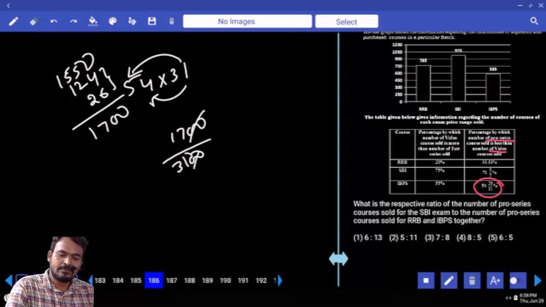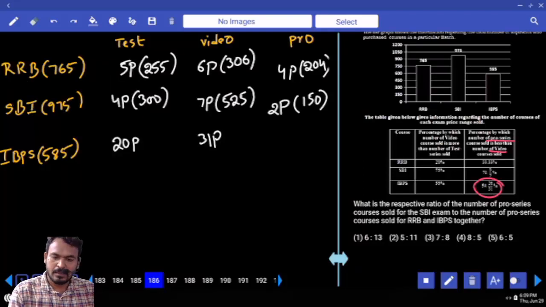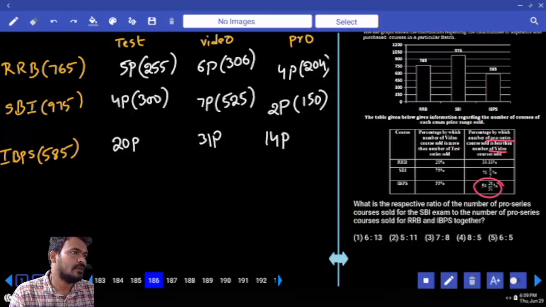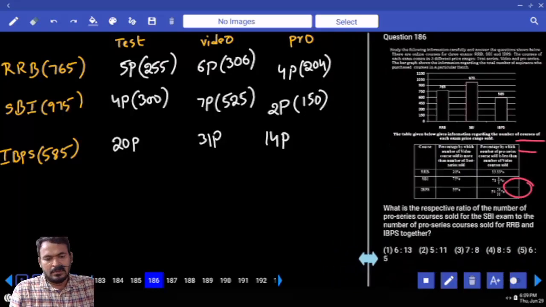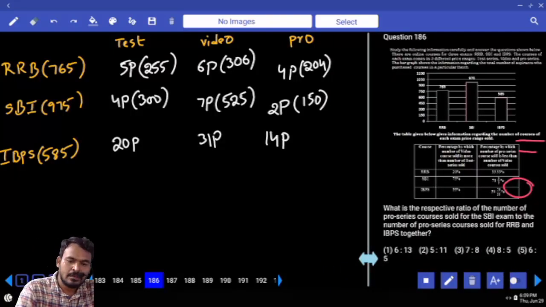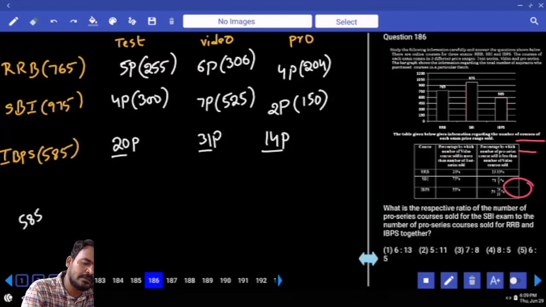Means out of 31 parts, how many parts are less? 17 parts are less. What are the remaining? 14 parts are not. Means this one is 31 parts, another one 14 parts. Total how many parts? 20 plus 31, 51, plus 14, 65. 585 divided by 65. How many times? 9 times.